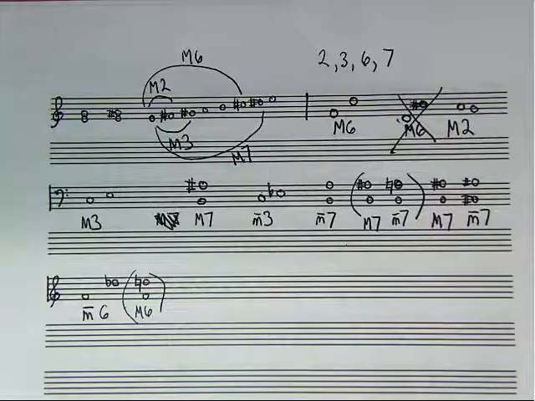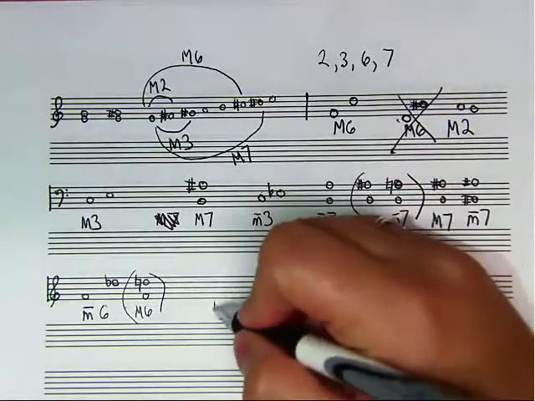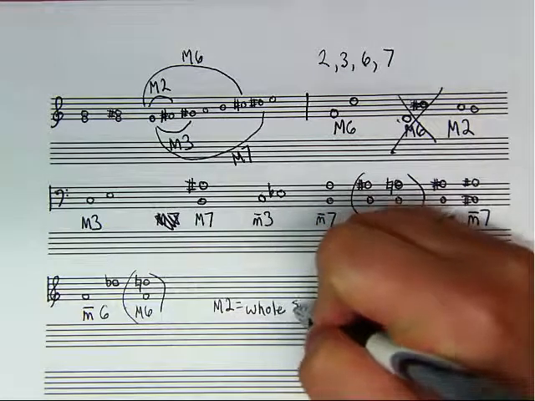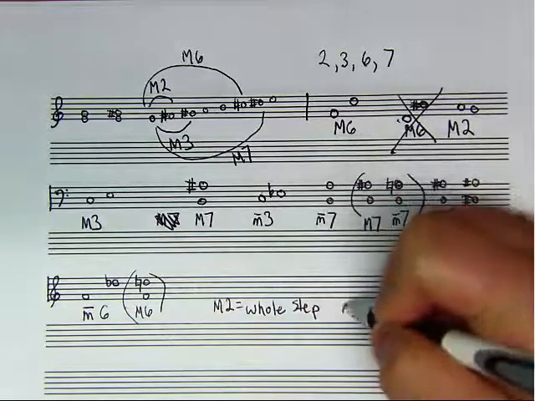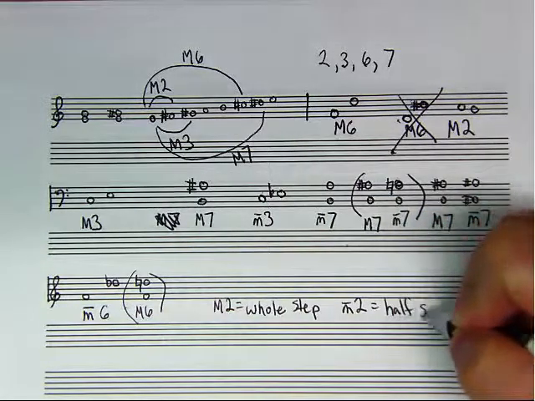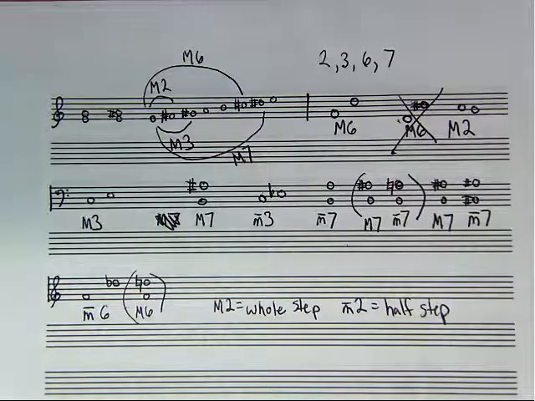The same thing works for major and minor seconds, but a quick way to remember major and minor seconds is a major second is a whole step, and a minor second is a half step. So that's kind of a quicker way to determine that without going through the whole process.